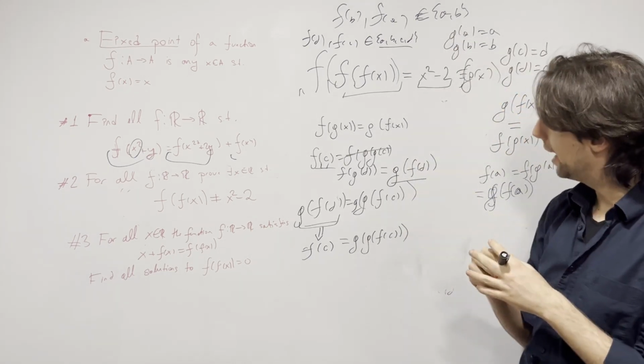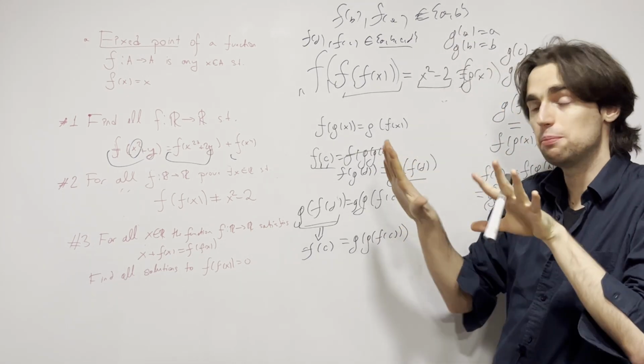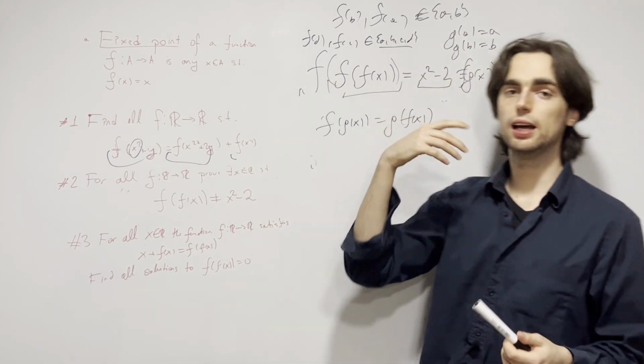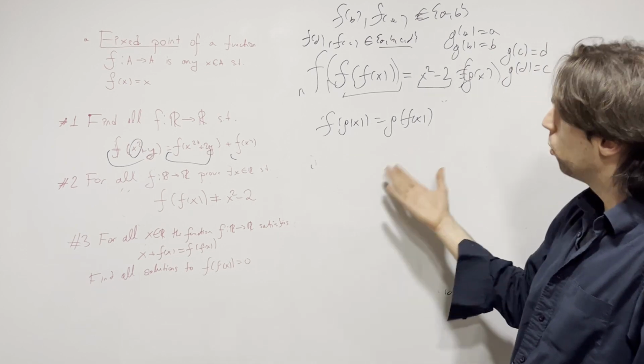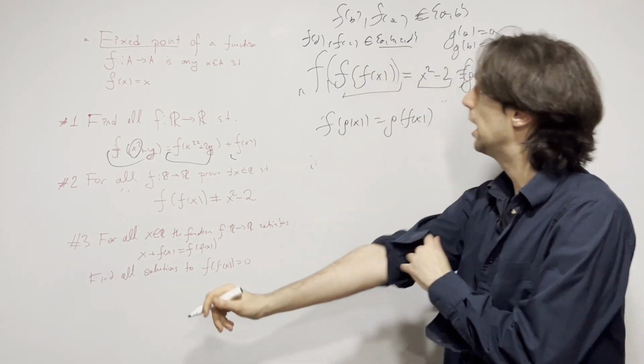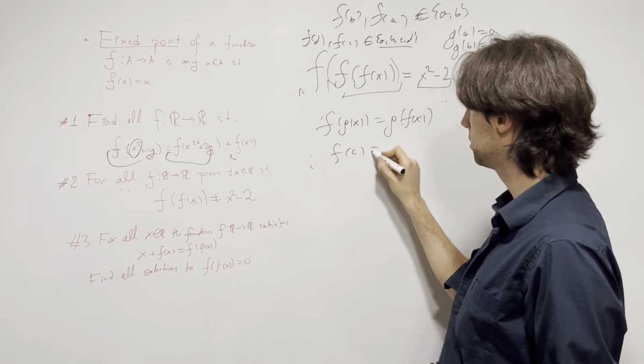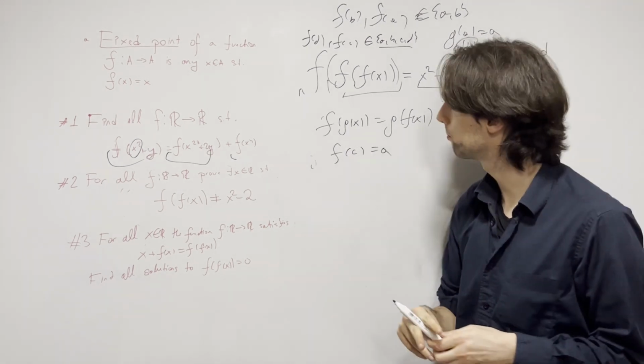And now with that, I invite you to pause for another 5 minutes and try to push the problem further. And here's the next step. And the idea is, well, now, what is, say, f of c? If f of c was equal to a, what would we have?